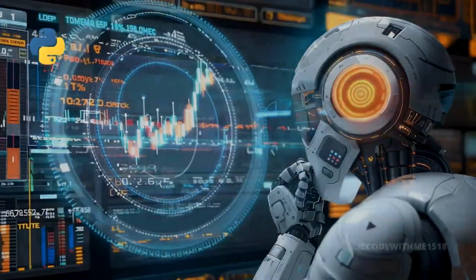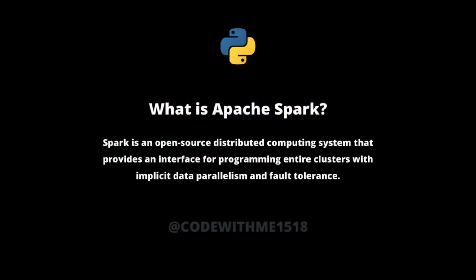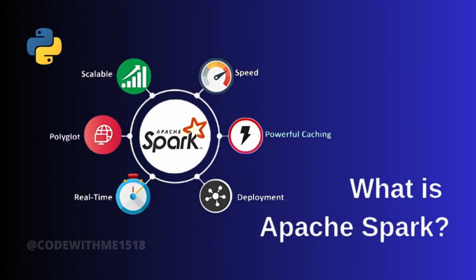Now, let's talk about Apache Spark. Spark is an open-source distributed computing system that provides an interface for programming entire clusters with implicit data parallelism and fault tolerance.